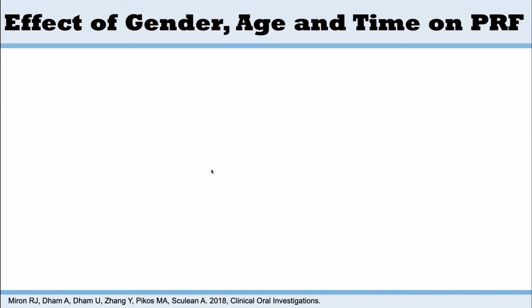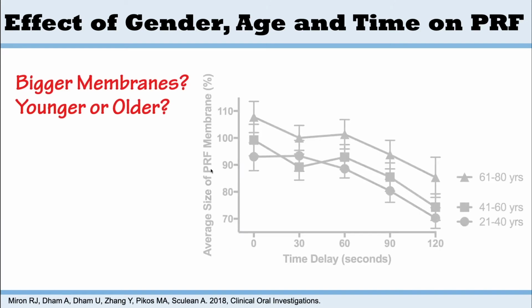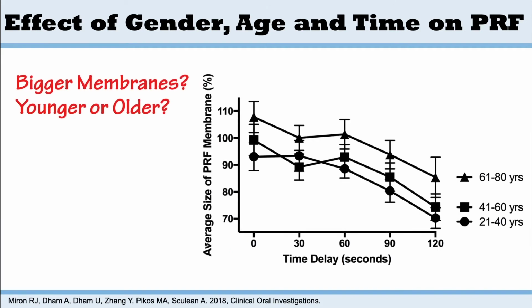And the same thing is true in older patients. So in older patients, when we look at the average size of PRF membranes, you can see here that there's really a big difference between an old patient of 61 to 80 years old and a young person that's 21 to 40. There's about another 20% difference there. So who makes the biggest membranes? The answer is old females. Who makes the smallest membranes? And that's young males.